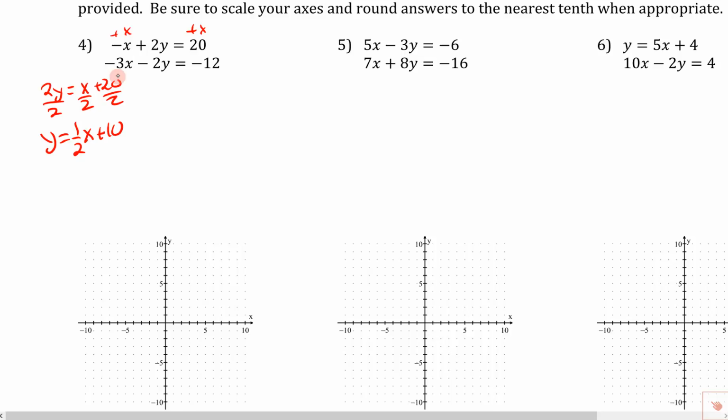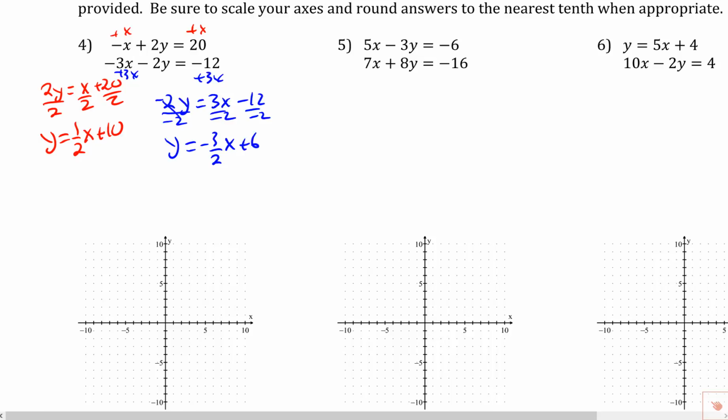Do the same thing with the blue one. We're going to add 3x, and we get negative 2y equals 3x minus 12. Divide everything by negative 2, each term on both sides, so we get y equals negative 3/2 x, and then plus 6. So we're looking good so far. Let's go ahead and graph those.